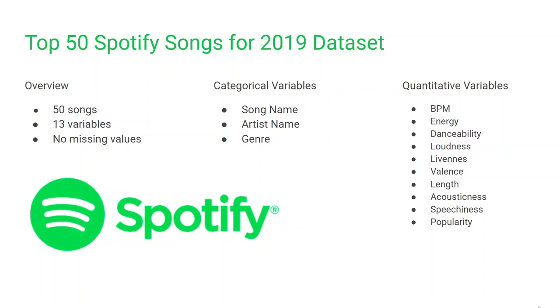So with our dataset, we chose the top 50 Spotify songs of 2019. The overview is that it had 50 songs, 13 variables, and no missing values. The categorical variables include song name, artist name, and genre. Our quantitative variables include beats per minute, BPM, energy, danceability, loudness, liveliness, valence, length, acousticness, speechiness, and popularity.